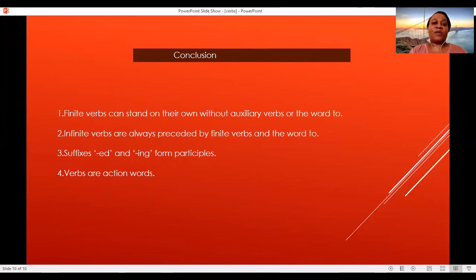Right, let's come to the conclusion of our lesson. What is key for us to remember? Finite verbs can stand on their own without auxiliary verbs or the word to. Non-finite verbs are always preceded by finite verbs and the word to. Suffixes ed and ing: ing forms participles, ed will form a past tense. And obviously our final point is verbs are action words in a sentence. We cannot miss that.